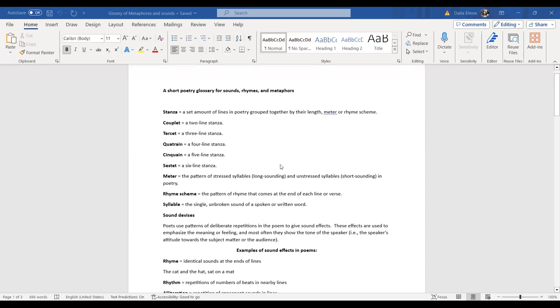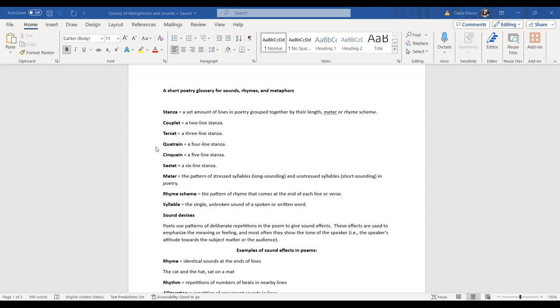So now when we say stanza, it is the set amount of lines in poetry grouped together with a certain length, meter, or rhythm. Now, when you write an essay, what is it formed of? It is formed of paragraphs. Now, poetry, what is it formed of? It is formed of stanzas, similar to paragraphs, but we don't call it a paragraph, we call it a stanza.